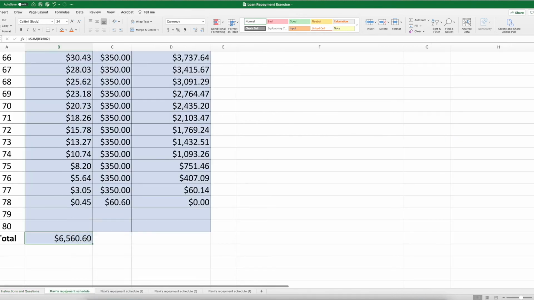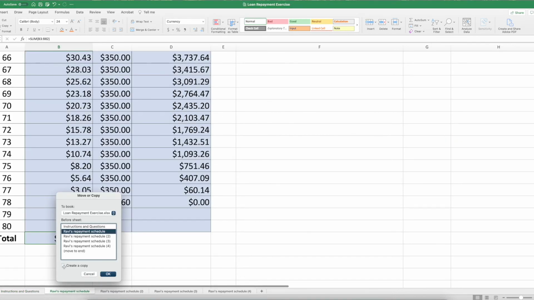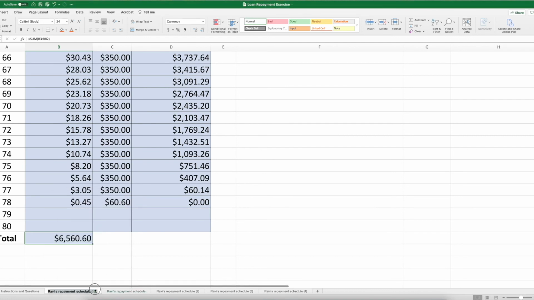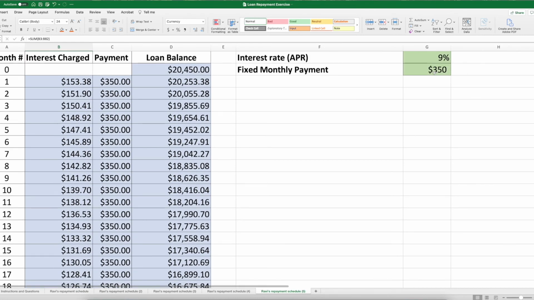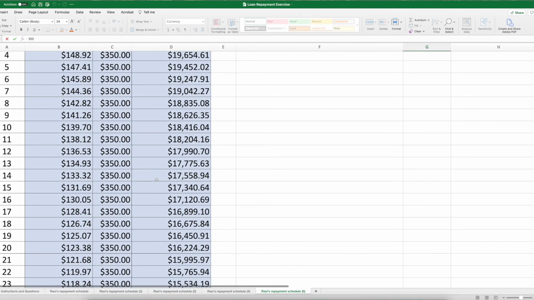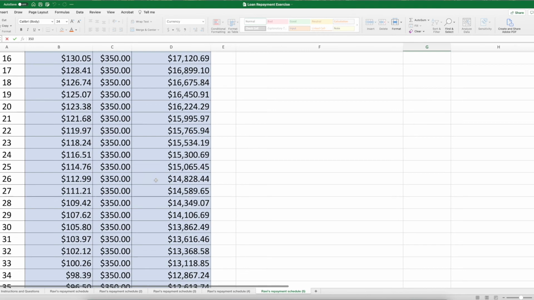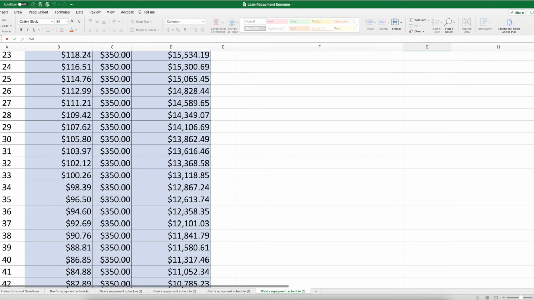Ravi's repayment schedule, create a copy. Okay, let's name it Ravi's repayment schedule 5. Okay, so basically we want to pick a fixed monthly payment, an amount that would cause his loan balance at the end of 3 years, or 36 months, to be 0. So we want this number to be 0.